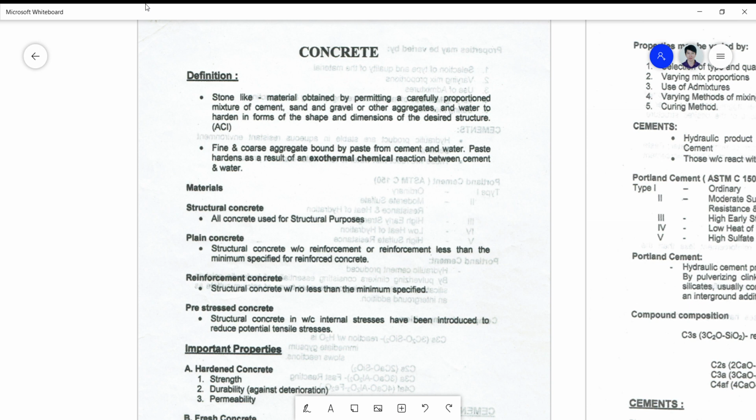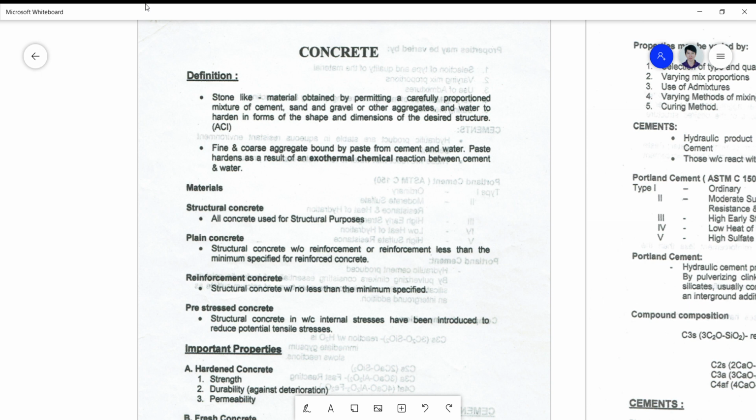So today we are going to discuss some important properties of concrete. To begin with, we have here two definitions of concrete. First, concrete is defined as a stone-like material obtained by permitting a carefully proportioned mixture of cement, sand, and gravel or other aggregates and water to harden in forms of the shape and the dimensions of the desired structure. So the first definition is actually on the components of concrete as defined here by the ACI.